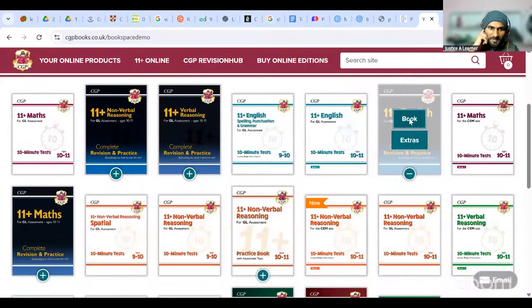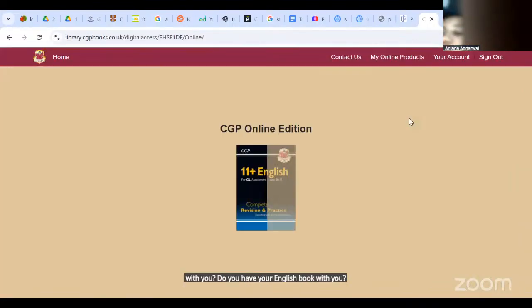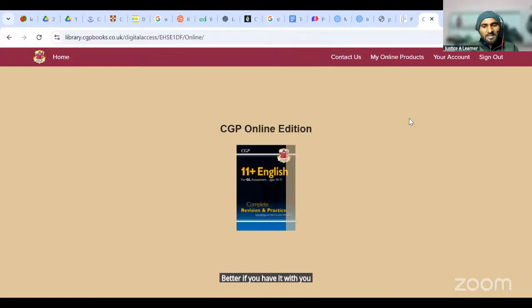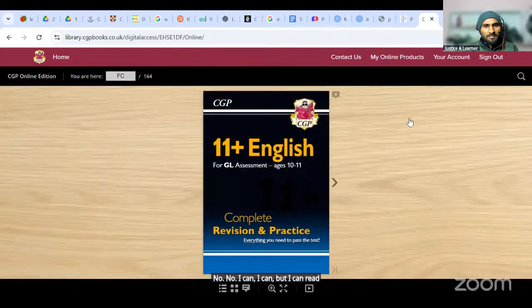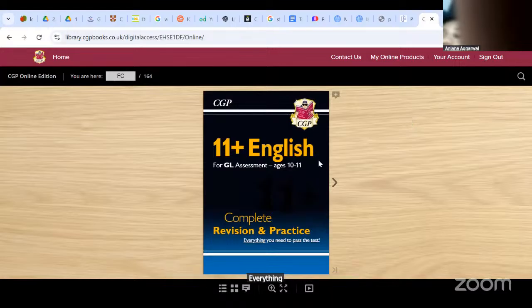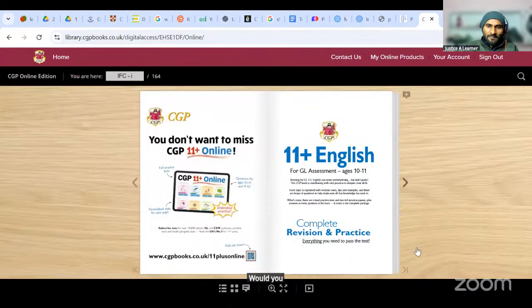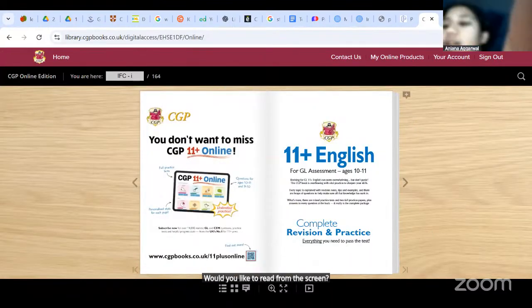This is the English book. Do you have your English book with you? Better if you have it with you, then it would be nice for you to read. But I can read and understand what it says. Would you like to read from the screen? Yeah.